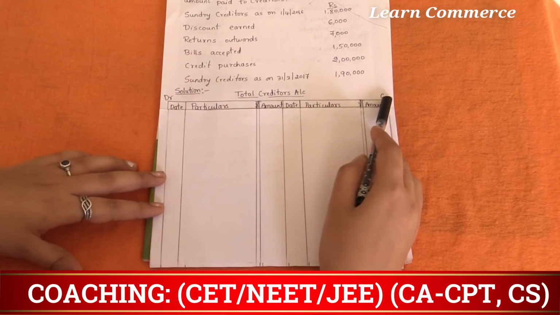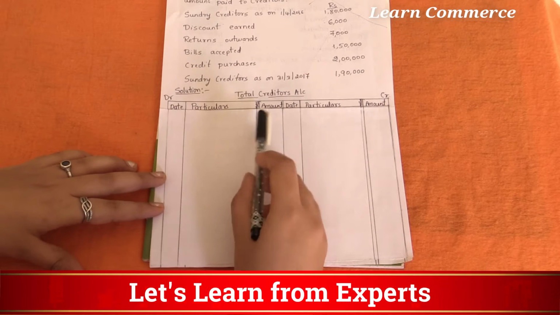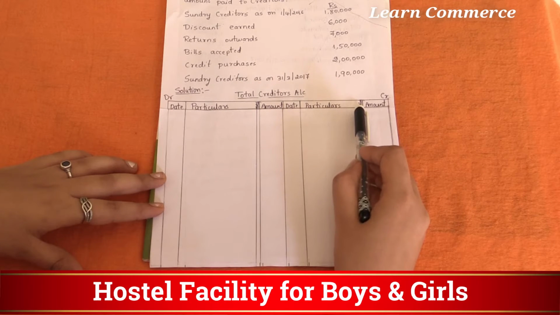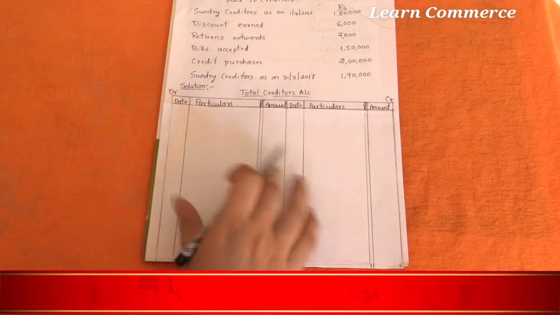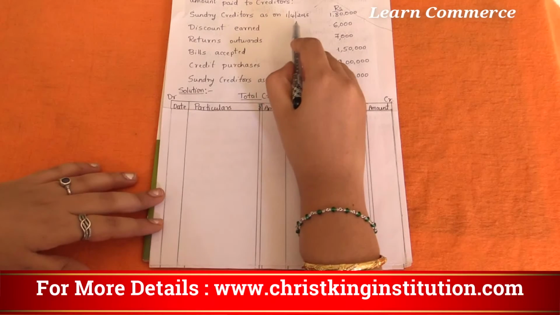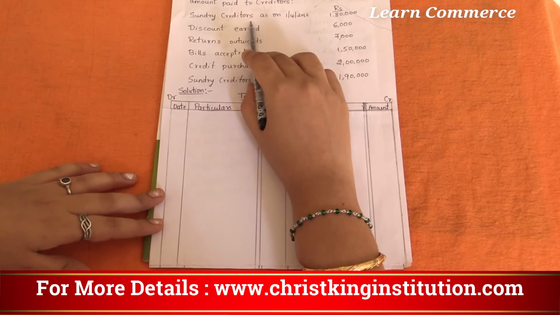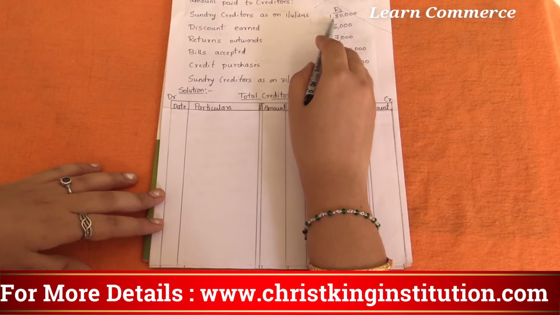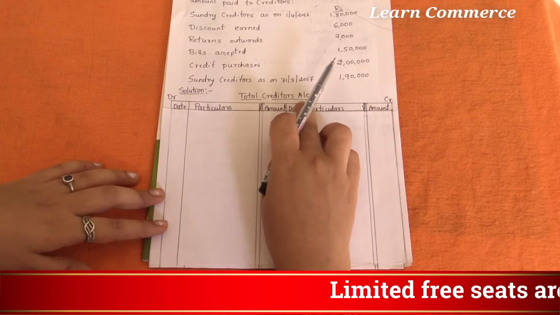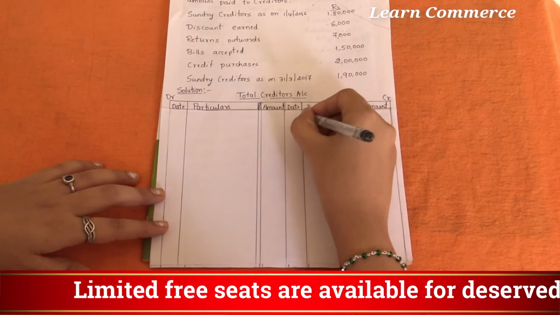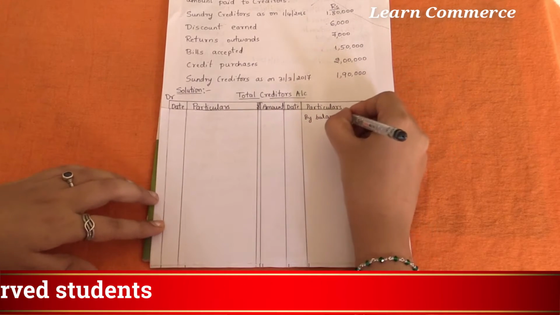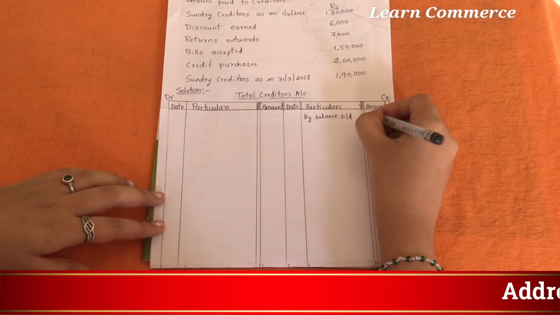Here debit, credit, date, particulars, journal folio, amount, date, particulars, journal folio, that is JF, amount. So, here first one, sundry creditors as on 1/4/2016. This is the opening balance of the creditors, that is 1,80,000. Opening balance of the creditors in total creditors account, we always record in the credit side, that is by balance brought down. Amount is 1,80,000.